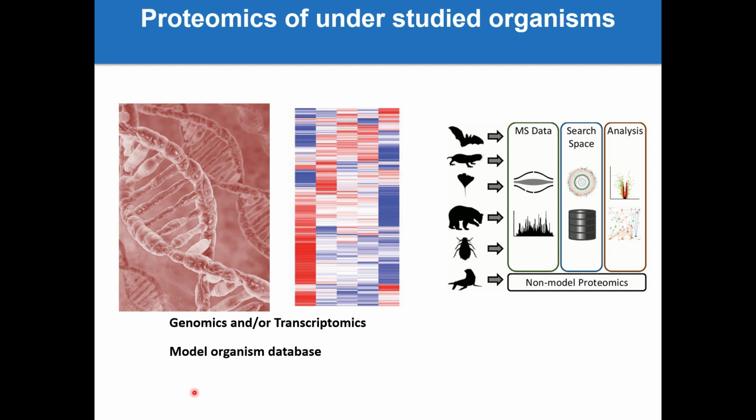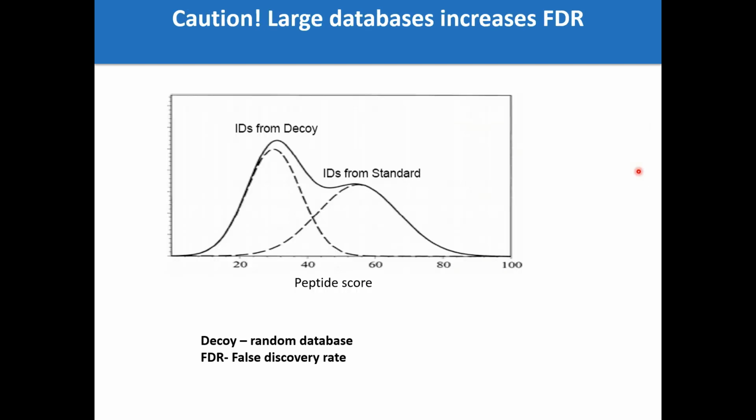In that case, what you need to do is probably rely on genomics or transcriptomics data, try to convert that into your protein database and try to do a search, as well as use model organisms and try to do your MS data search against them and then do the analysis afterwards. However, the caution here is that when you're using large databases, when you try to maximize your results, when you're trying to identify more proteins, then you may create more FDR, false discovery rates, and you need to be cautious about it. Here you can see IDs from decoy. So decoys are again non-standard databases, and you may get more identifications here.